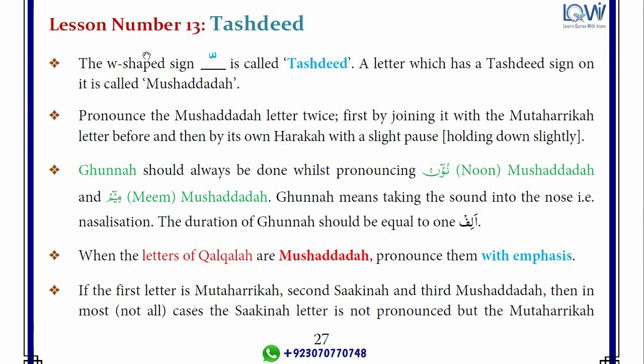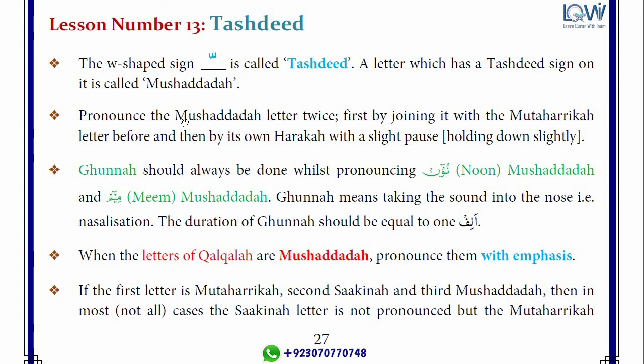So let's start. First of all, we will discuss the name of this lesson. What is the name of this lesson? Lesson 13 is named tashdid. So the question will be, what is tashdid? What is the meaning of tashdid? Can you see here a small w? You can say this w-type shape is called tashdid. A small w-type sign is called tashdid. Next question, what is mushaddad? A letter which has a tashdid sign on it is called mushaddad. So it's very simple and easy.